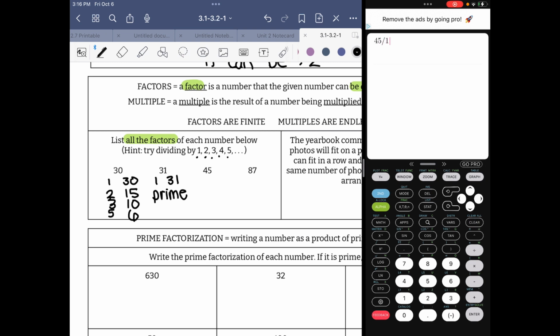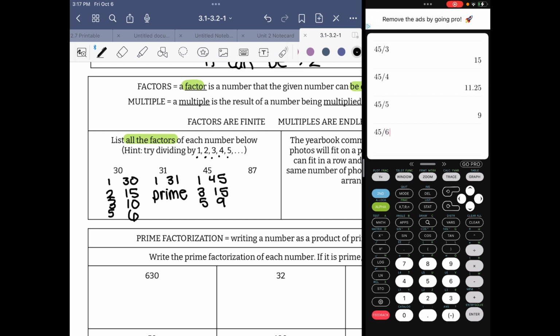45 divided by 1. 45 divided by 2. Decimal. 45 divided by 3. 3 and 15. Notice how I'm writing down the number I divided by and the answer, because they're both factors. And then 45 divided by 4. Nope. 45 divided by 5. Yep. 5 times 9.